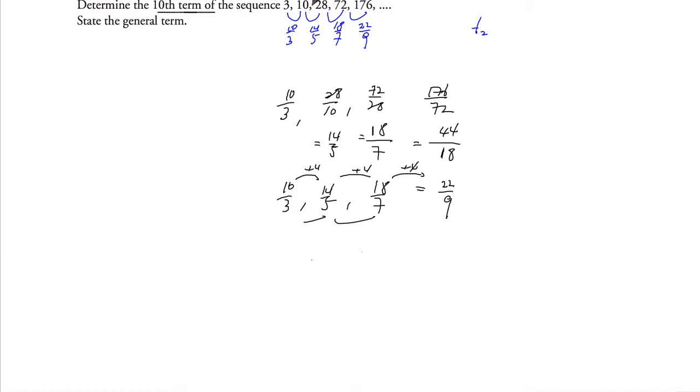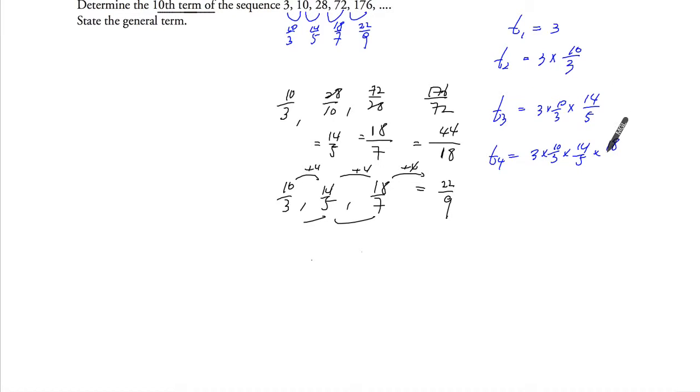So of course, T1 is equal to 3. T2 is equal to 3 times 10 over 3. T3, this is equal to 10, right? I'm going to write T3, the 28, as this times the next ratio, I shouldn't call it common ratio, the next ratio, so 14 over 5. T4 will be all of that times the next one, which is 18 over 7, and so on. So T5 will be all of that times 22 over 9. So you can see that the recursive formula is not going to be that hard to write.